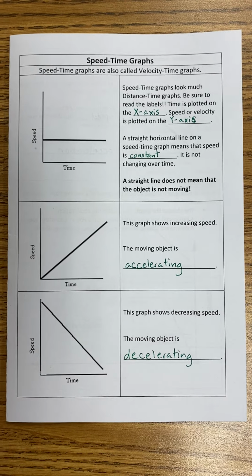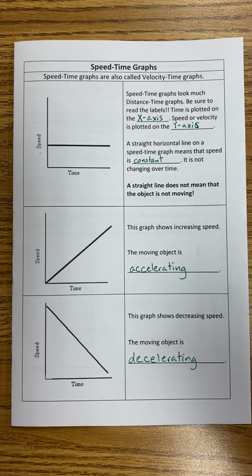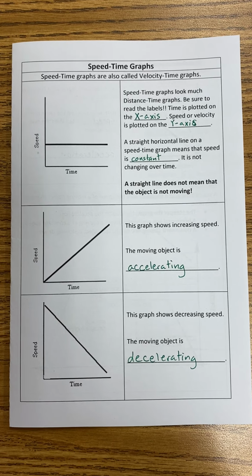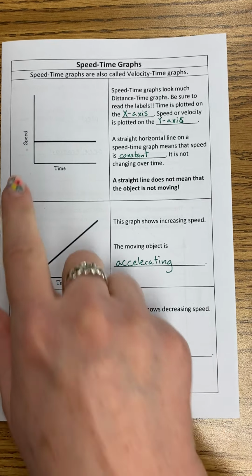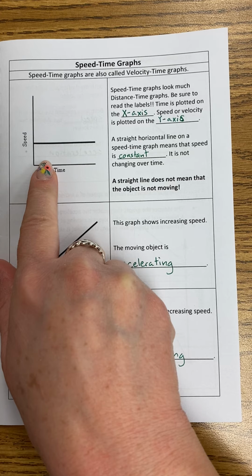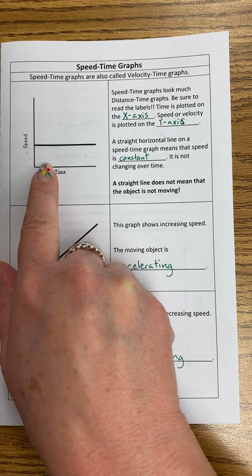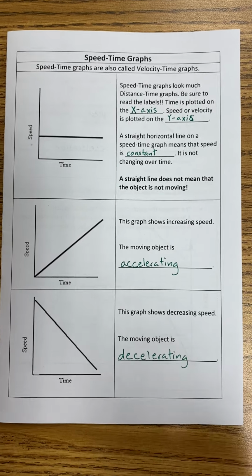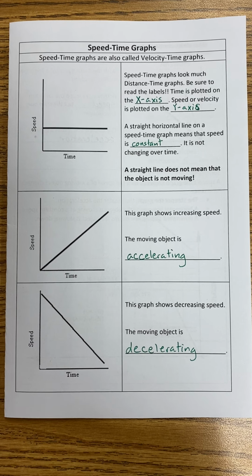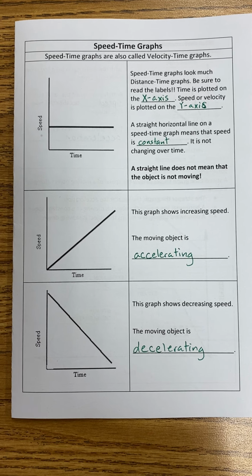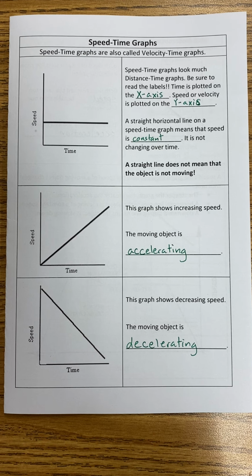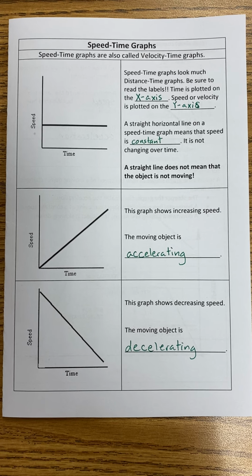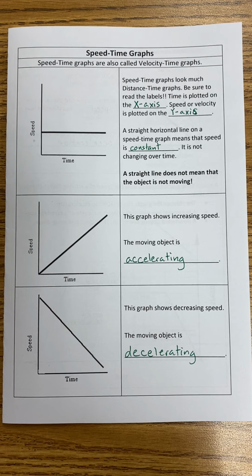Okay, so the other ones that we're studying are speed time graphs. Speed time graphs are also called velocity time graphs. So this is different. You'll notice that there's also a horizontal line, but it means something different. Okay, a straight horizontal line on a speed time graph means that the speed is constant. So it is not changing over time. Okay, in this one it says a straight line does not mean that the object is not moving. Remember, that's a distance time graph.